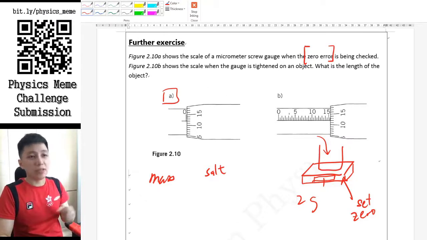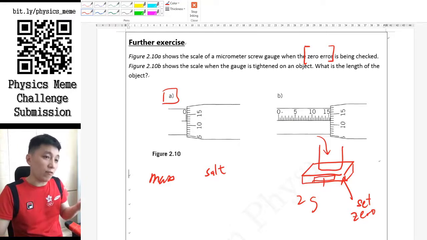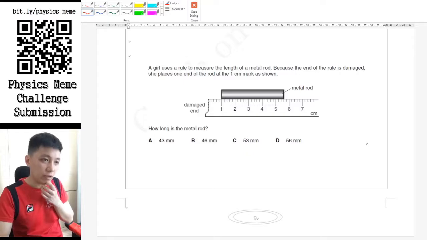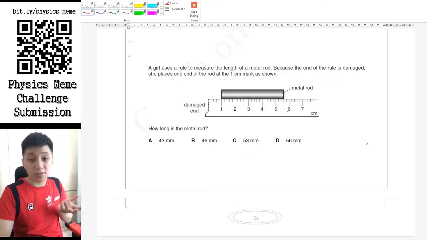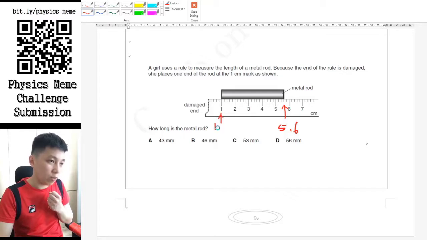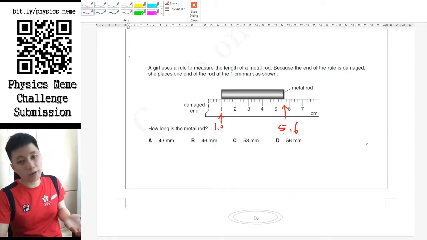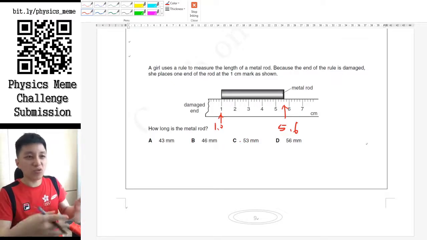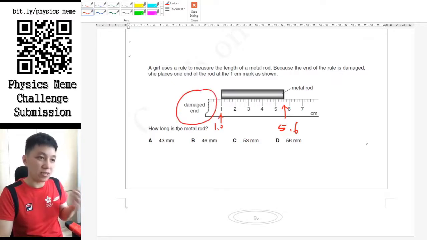So what you can do is think about when you use a ruler. Just like the example below, what if you really have to measure the metal rod like this? Think about it. What you can do, obviously, is see what the reading here is. 5.6, right? And the reading here is 1.0. So obviously, you are not going to say the length of this metal rod is 5.6 because we only start from 1.